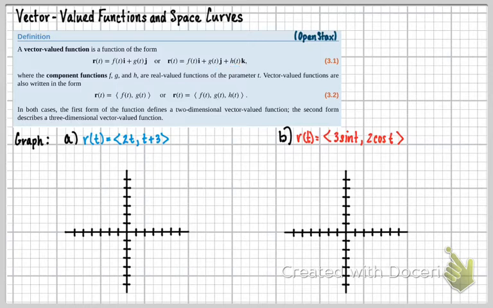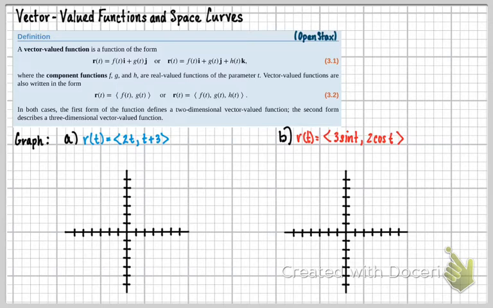Now keep in mind here, it's two-dimensional if I just have an f and a g. It's three-dimensional if I have an f, g, and h. So that's the difference between the two here. And this says where the components f, g, and h are real-valued functions of the parameter t. Vector-valued functions are also written in the form <f(t), g(t)> or <f(t), g(t), h(t)>. And this is just that component form we're used to, or at least I am.